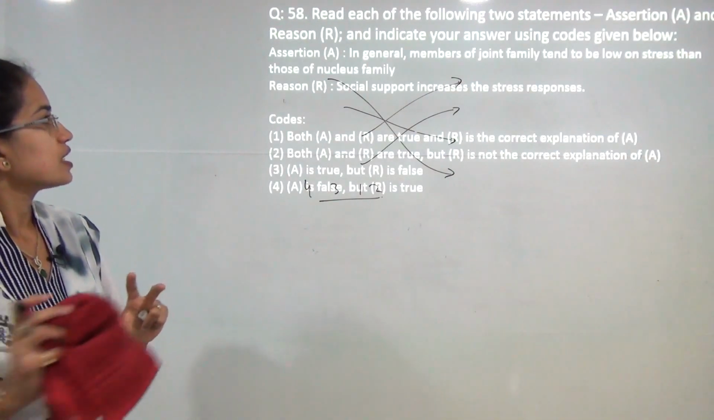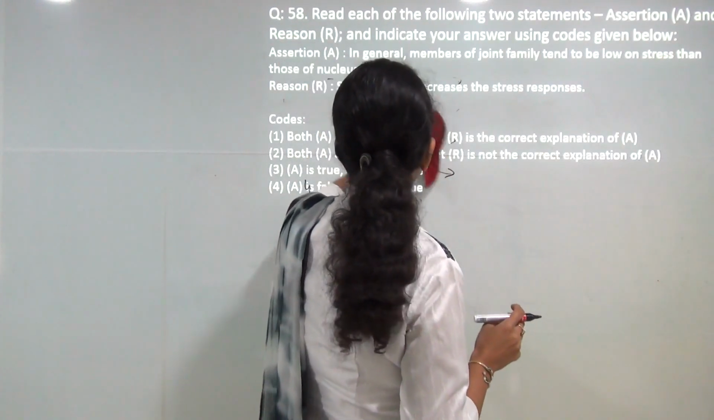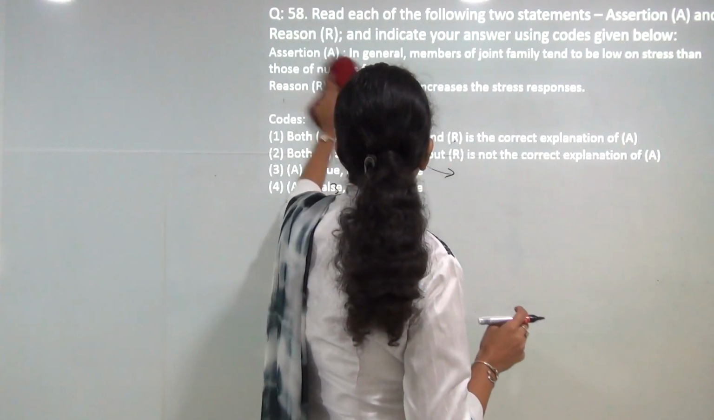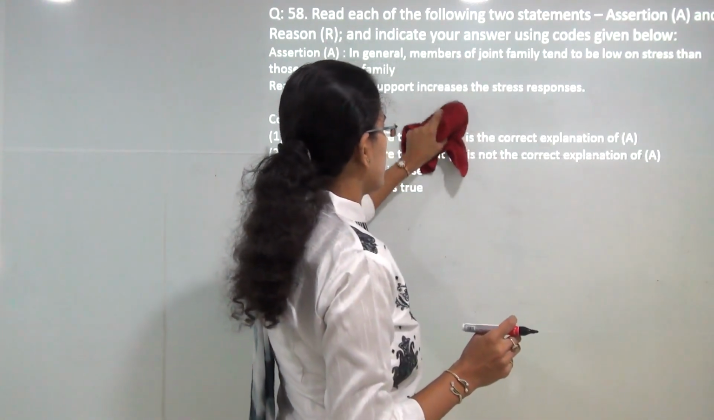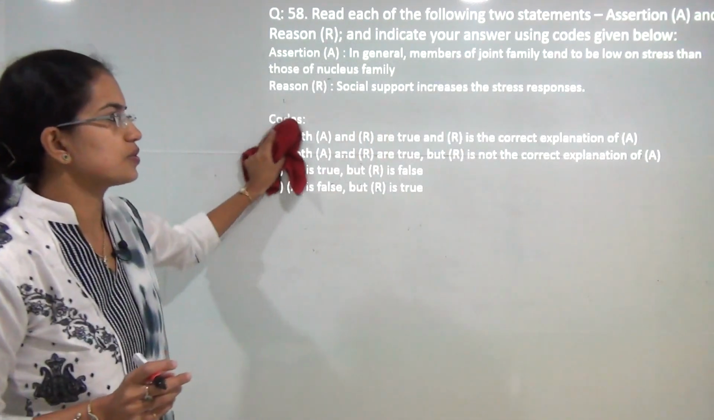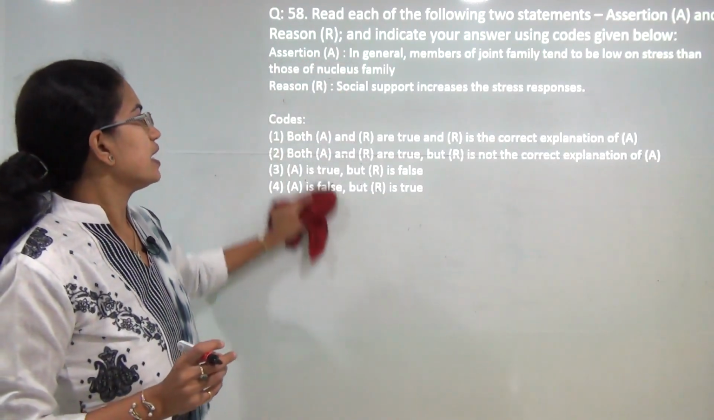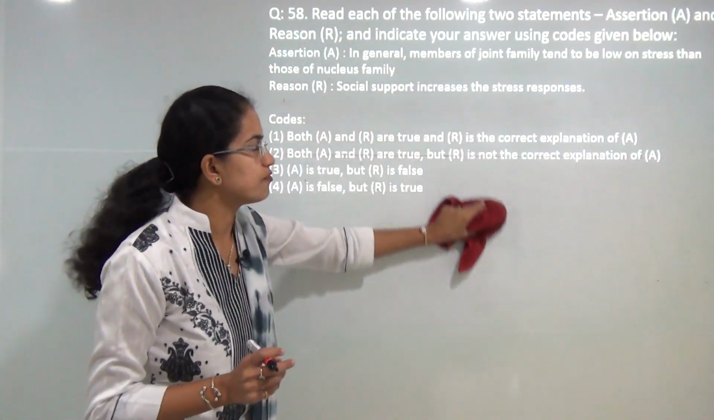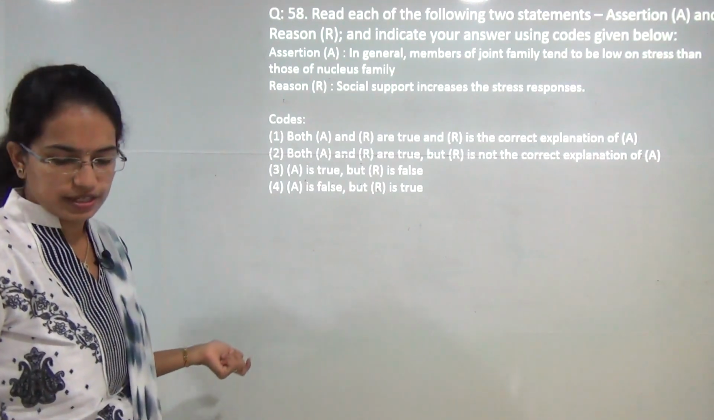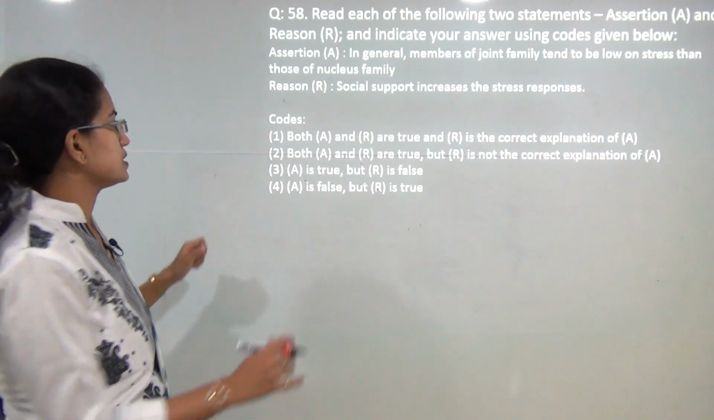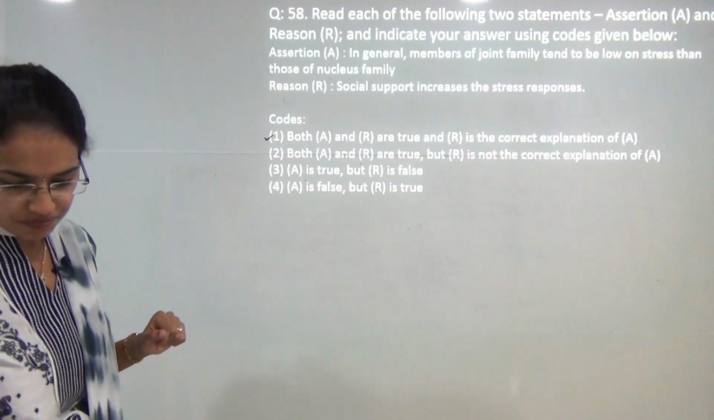Next question. In general, members of joint families tend to be low on stress as compared to nuclear families. This is because social support reduces the stress response. When you have good social support, you are able to cope with stressful situations in a better way, and therefore members of joint families have less stress as compared to nuclear families. So both the assertion and reason are correct, and the reason explains the assertion correctly. One would be the correct answer here. Next question.